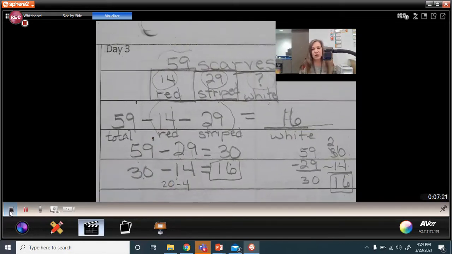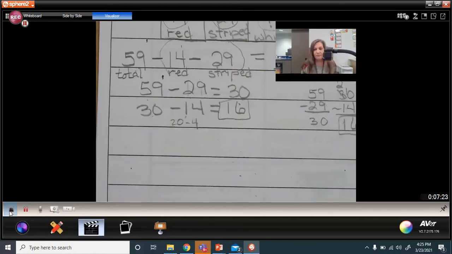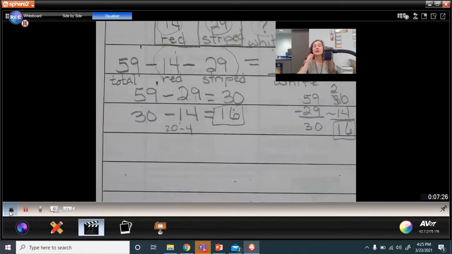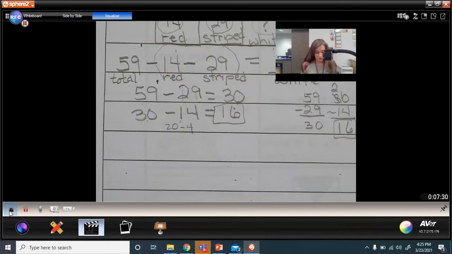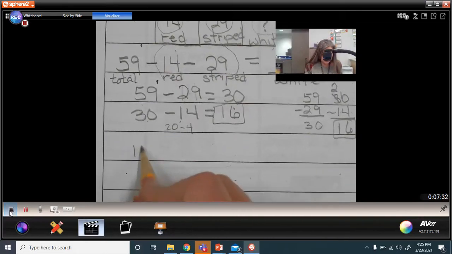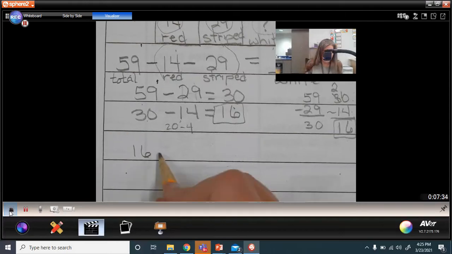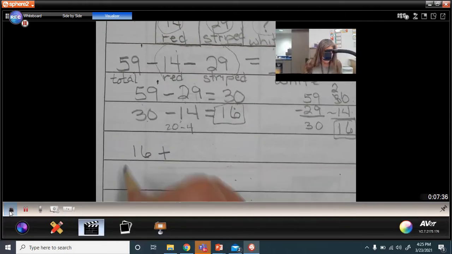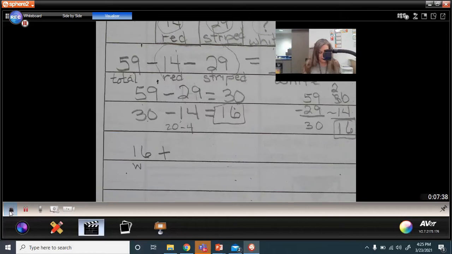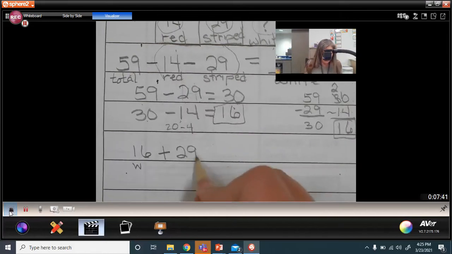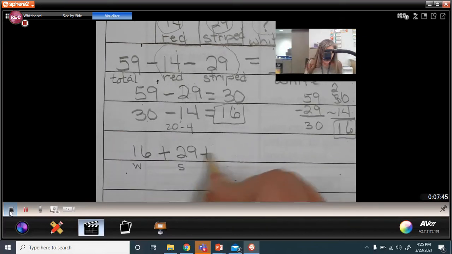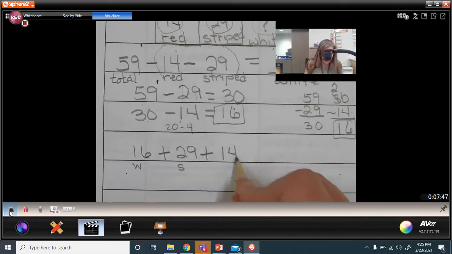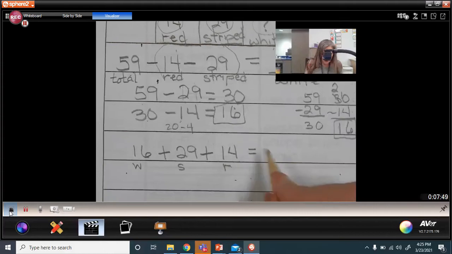Now, how can I check my work? Well, remember, addition is the opposite of subtraction. So if I take these 16 white, and I'm going to put a W for white, and I take the 29 that are striped, and I'm going to put an S for striped, and I also put 14 red, then these should add up to 59.